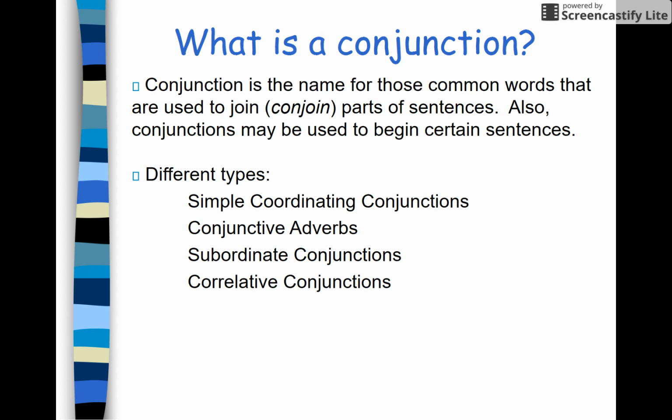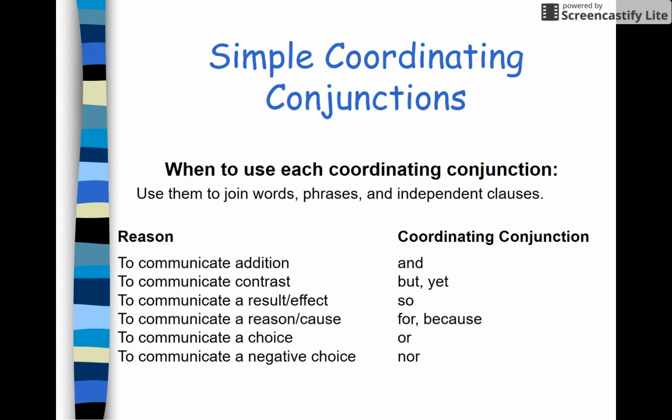Now, there are different types of conjunctions, and some of them might overlap a little bit. There are simple coordinating conjunctions, conjunctive adverbs, subordinate conjunctions, and correlative conjunctions. Sounds really complicated, but we'll go through each one step by step, and you're probably using all of these already. Now, simple coordinating conjunctions. These, when you were learning to speak and to write, would have been the ones that you first used. So they're used to join words, phrases, and independent clauses.